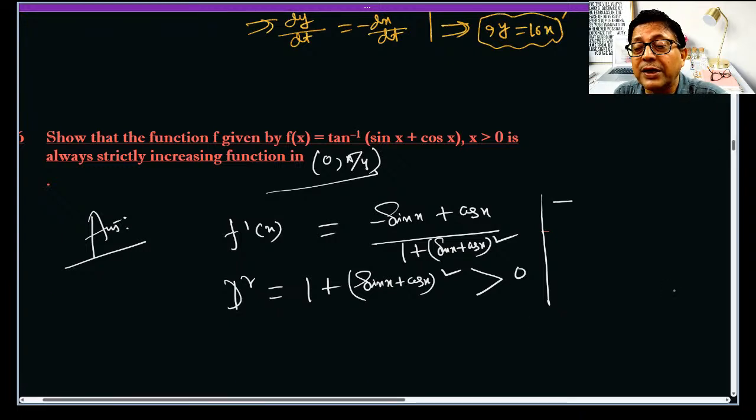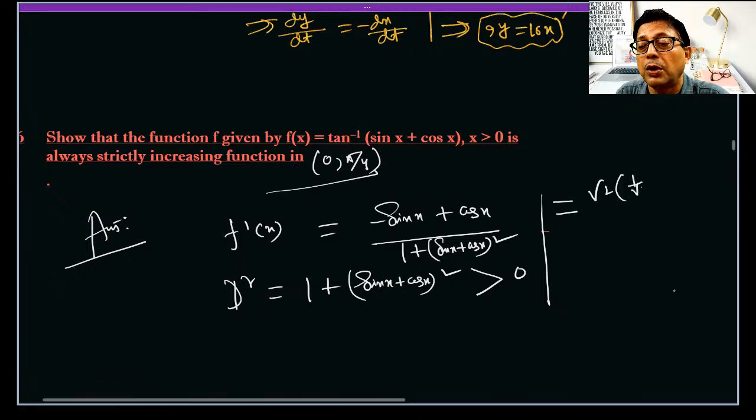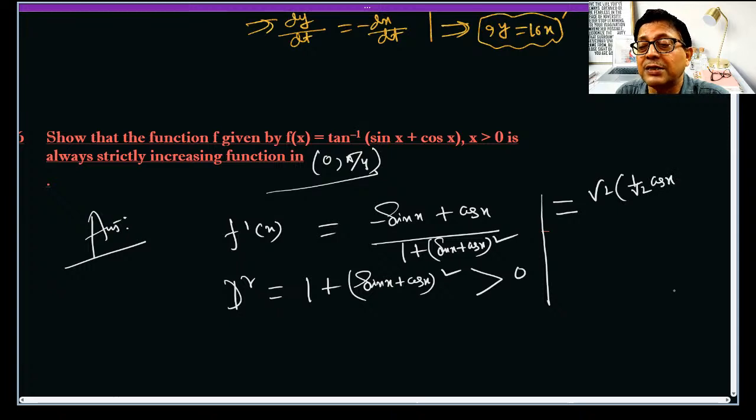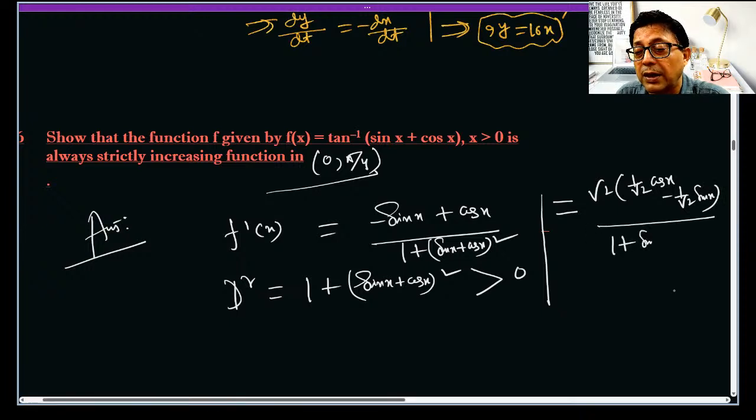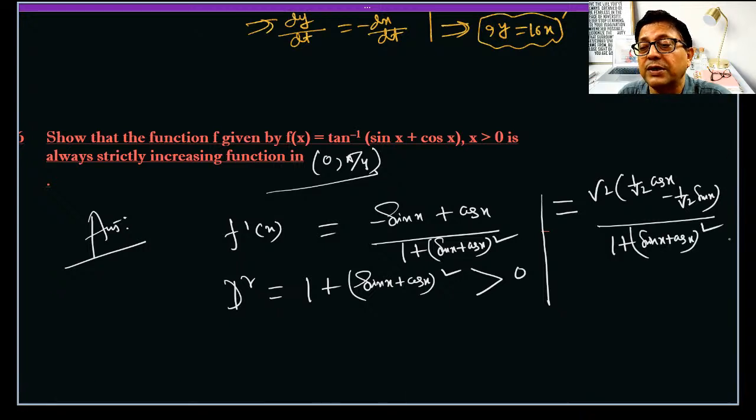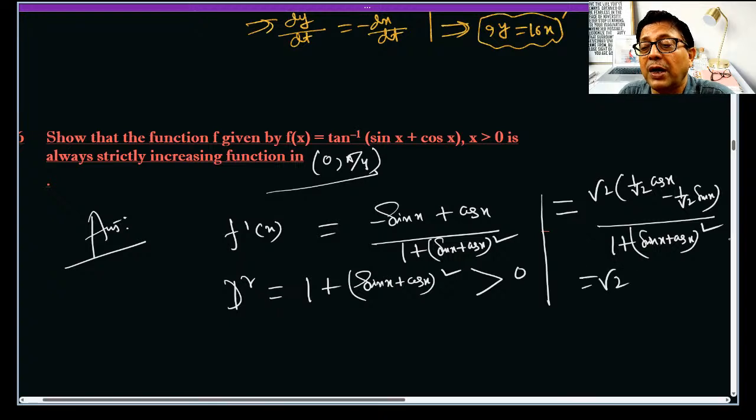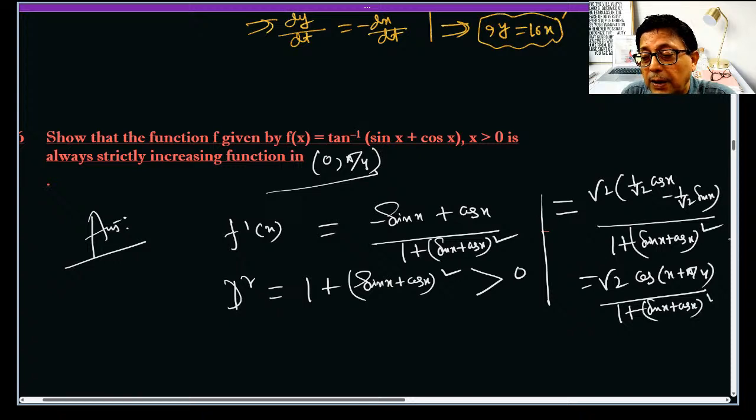We'll be rewriting the numerator. You just write root 2 into 1 by root 2 cos x minus 1 by root 2 sin x, by 1 plus sin x plus cos x whole square. So this is nothing but root 2 cos of x plus pi by 4, by the same denominator, and you'll be checking for the strictly increasing part only.